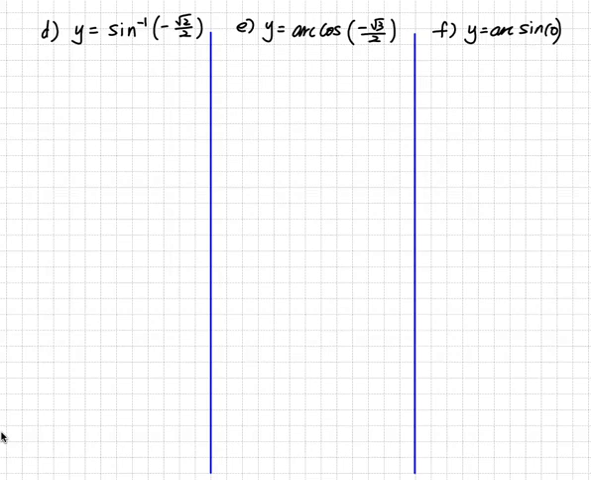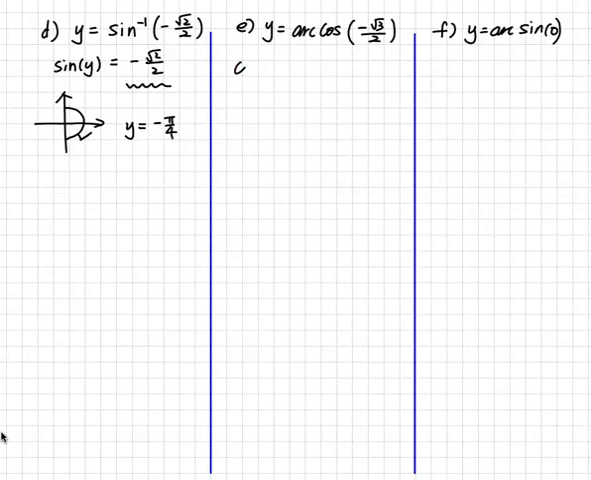So let's have a look at the first one. Question D. Sine inverse of negative root 2 on 2. So sine y equals negative root 2 on 2. Based on the restriction, the sine angle must be in the first and the fourth quadrants. But because the sine value is negative, I pick the fourth quadrant. I know that sine pi on 4 will give me root 2 on 2. So therefore in the fourth quadrant, y should be negative pi on 4.